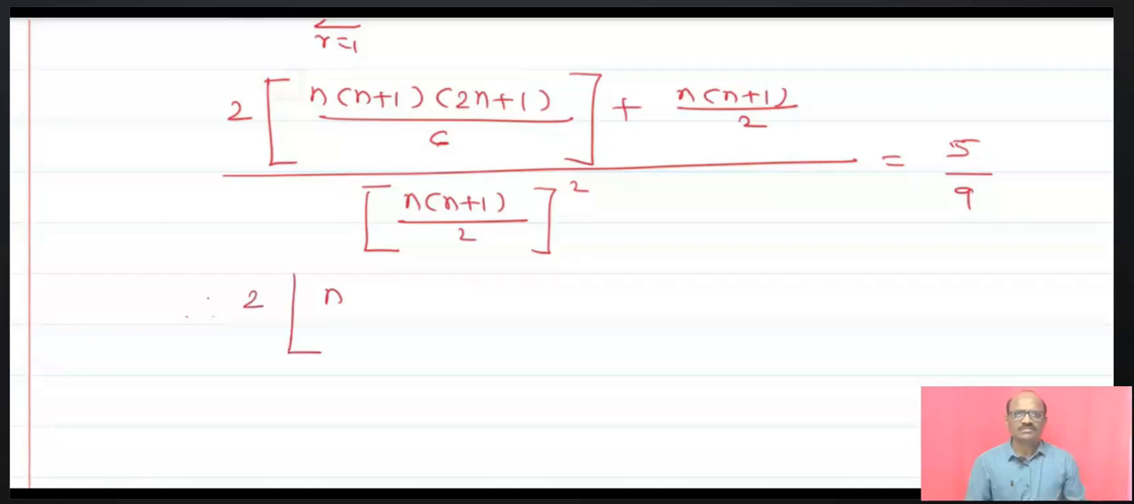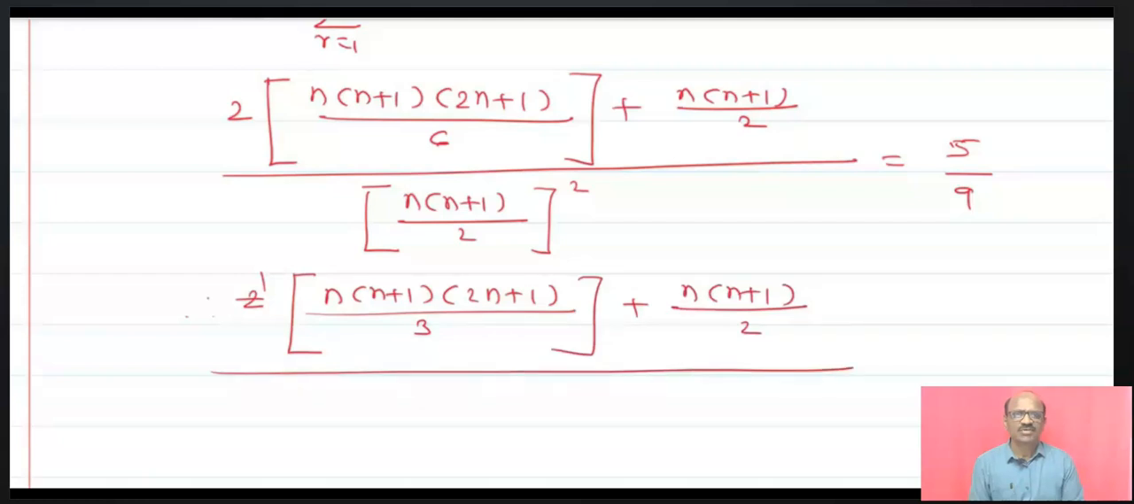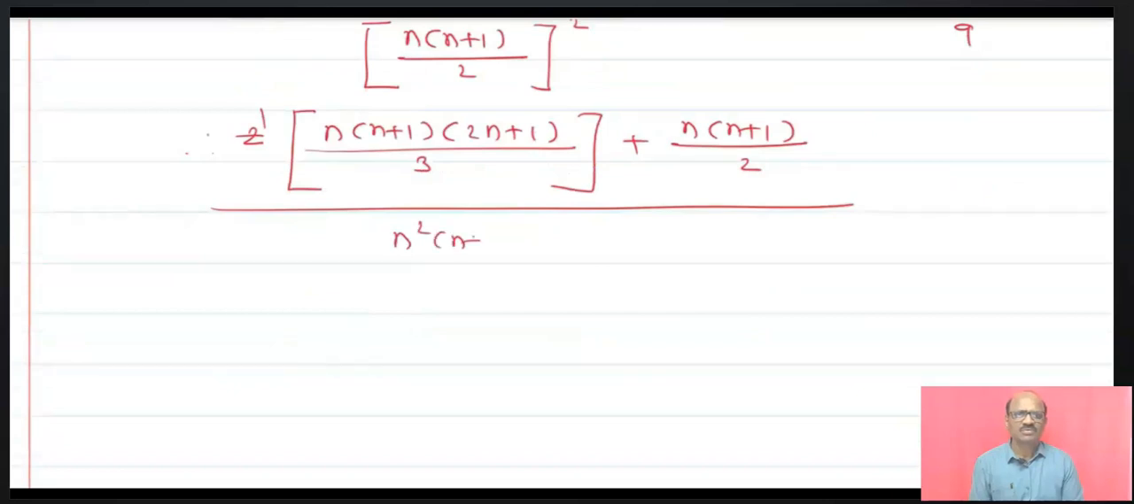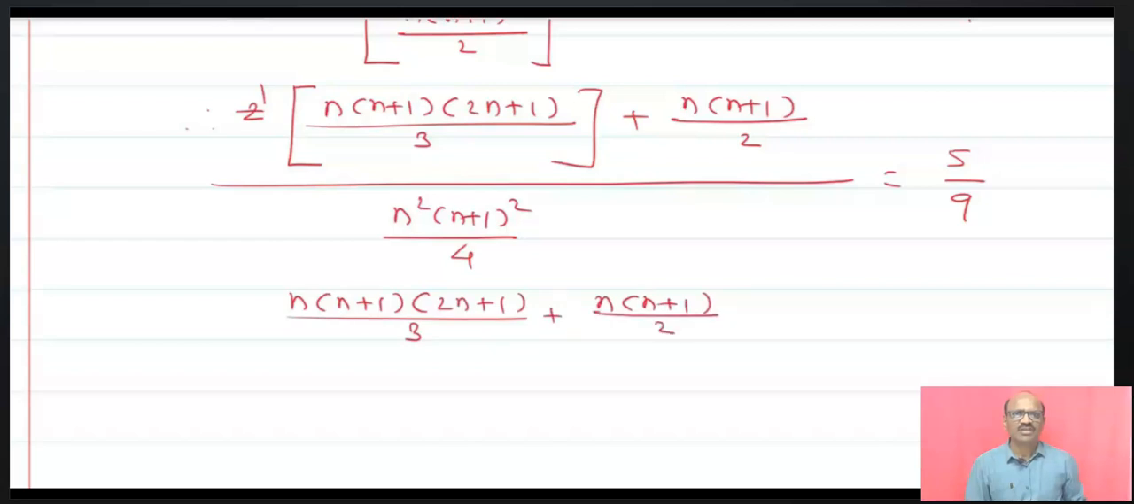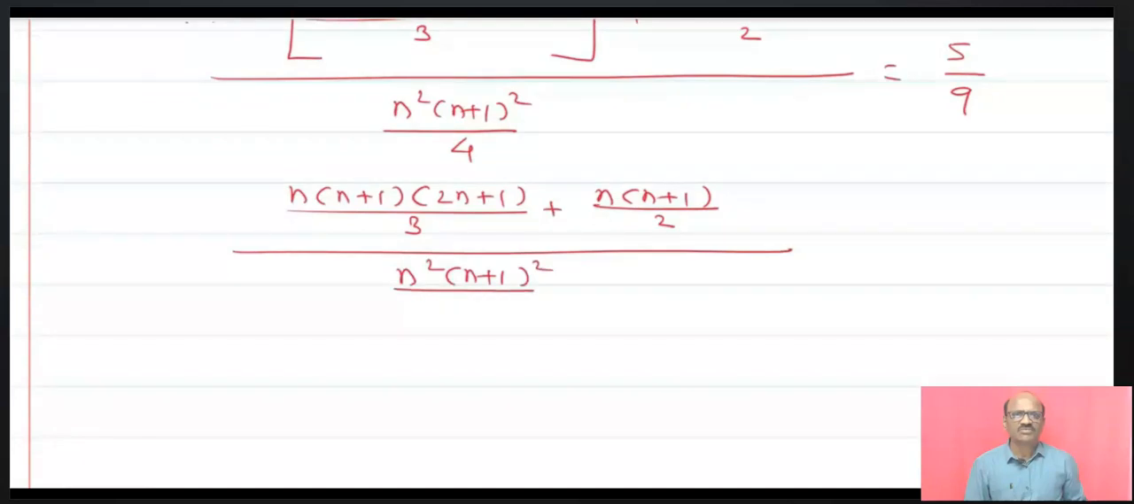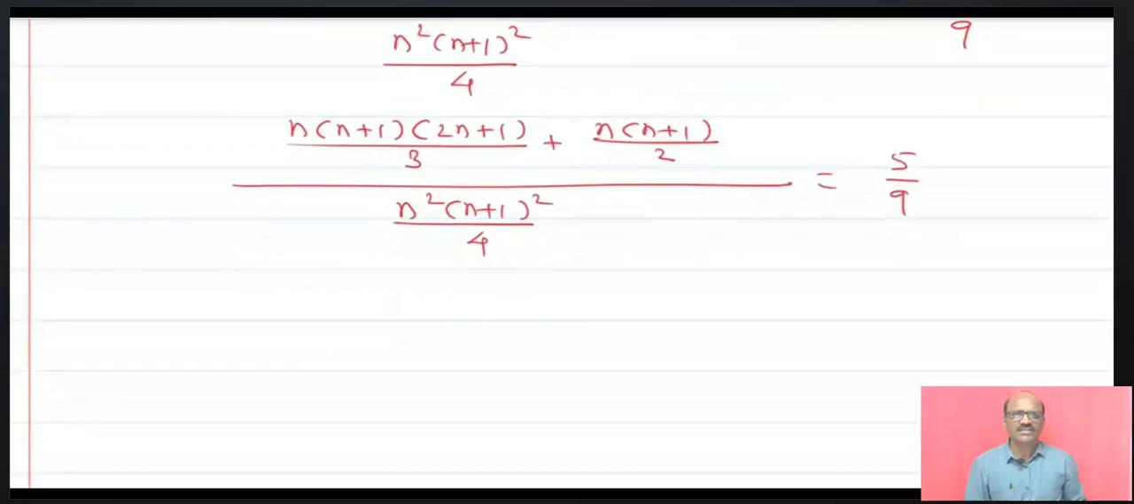That is 2 in bracket n into (n plus 1) into (2n plus 1) upon 6, it is a normal simplification, upon n into (n plus 1) upon 2, which is 5 upon 9. We can cancel the one term, that is n into (n plus 1). That is n into (n plus 1), (2n plus 1) upon 3, plus n into (n plus 1) upon 2, over n square (n plus 1) whole square upon 4, equals 5 upon 9. The cancellations of the terms are done.